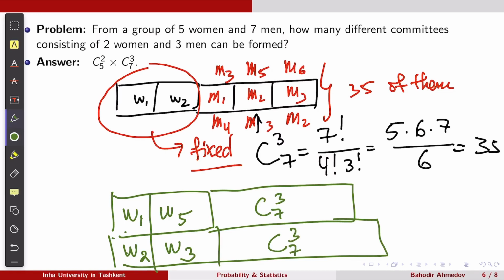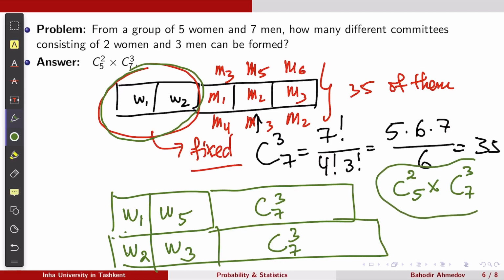So it means that for every committee which can be created for the females, we can create 35 committees for the males. It means that we can create C(5, 2) committees for the females, and we have to multiply this by the number of committees that can be created for the males, because for every one of these committees we have 35 different options. So this is the reason why we're multiplying.